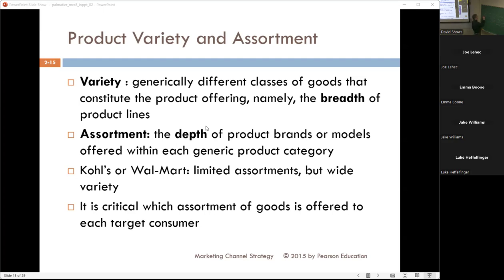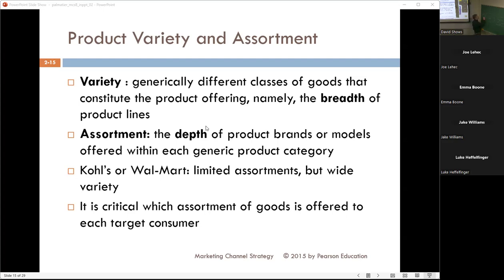Variety is usually how many different offering categories you provide. And so if I were looking at condiments, I would look at mustard and ketchup and mayonnaise and all of the other things, cocktail sauce, those kind of things. And that is the breadth of the product lines.